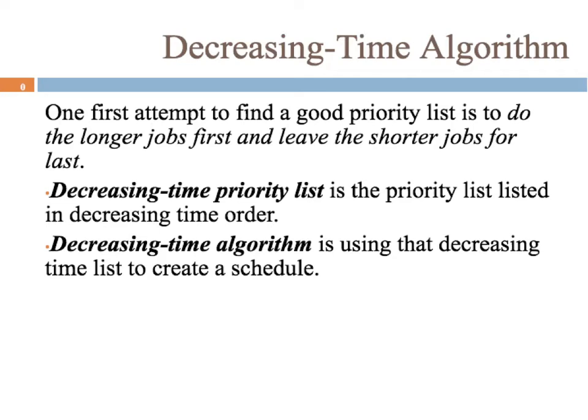So the decreasing time priority list, it's just a list. And we take the times of the tasks and put them in decreasing order. And then the decreasing time algorithm is just using that list to create a schedule.